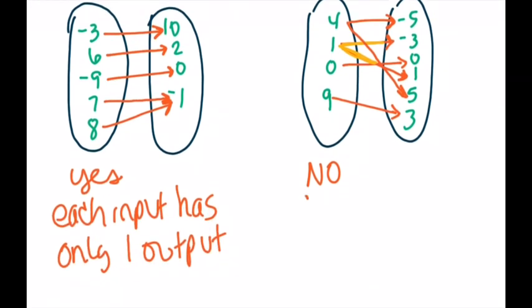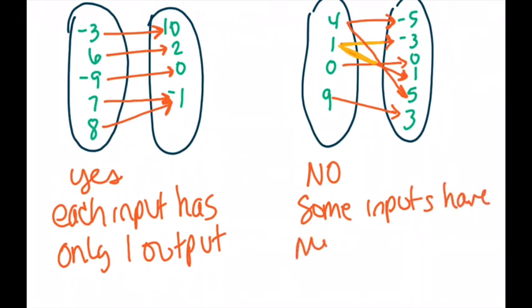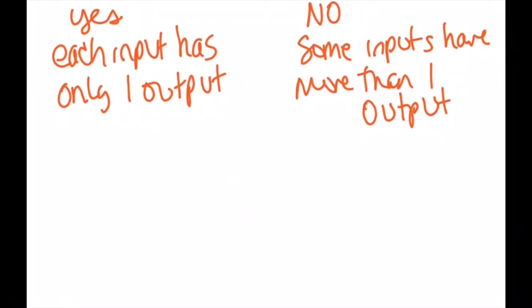And it's because some inputs have more than one output. Okay, so that's how you can use a mapping diagram. And then on your paper there's also a question that says how can you use a mapping diagram to tell whether a relation is a function? The way you can tell by just looking at a mapping diagram is you can look for something like what we just saw. You can look for something in your mapping diagram that goes like that. If you see that in your mapping diagram, that's an indication that we do not have a function.